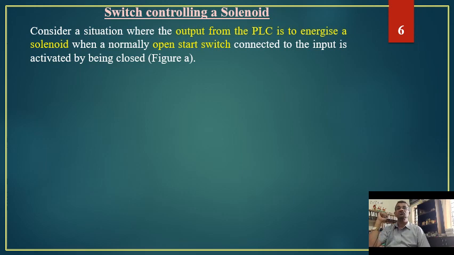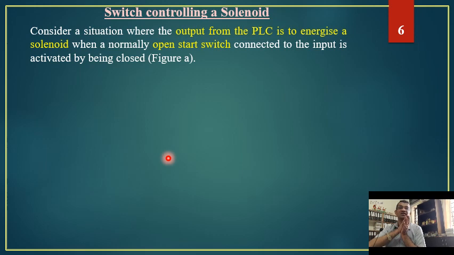Now to some extent we have understood the very basics of ladder programming. Let us see how to control a solenoid using a switch. So, switch controlling a solenoid. Consider a situation where the output from the PLC is to energize a solenoid. So the job given to the PLC is to energize the solenoid.